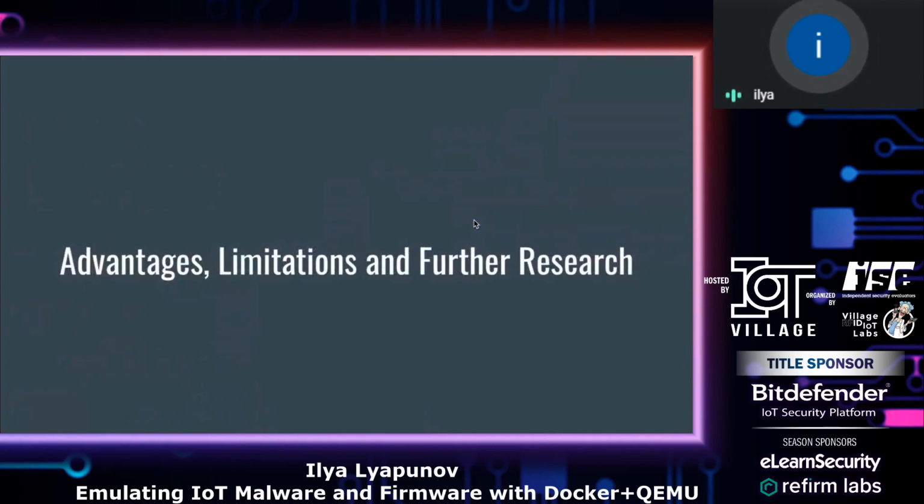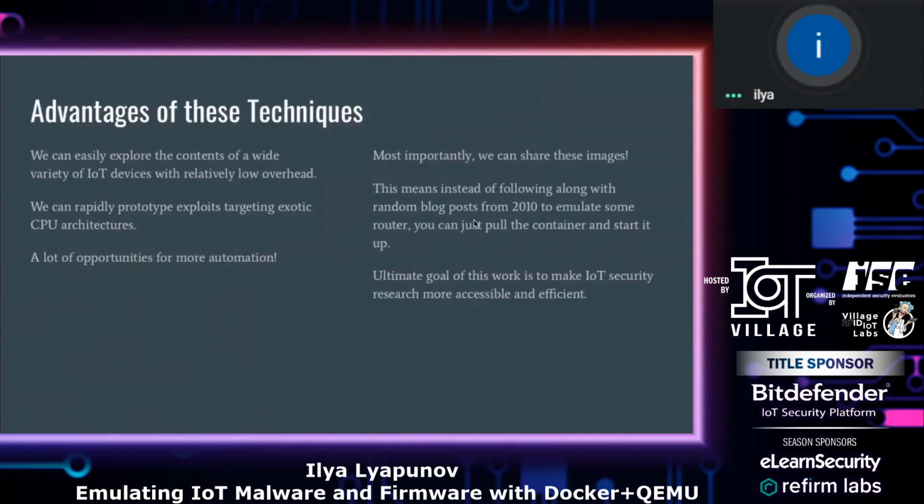The limitations and advantages of these techniques are very important to mention. So the advantages are now we can easily explore the contents of a wide variety of IoT devices, especially routers. They seem to be the easiest for some reason, with relatively low overhead. We can also do rapid prototyping of exploits against these machines and test out payloads on exotic CPU architectures.